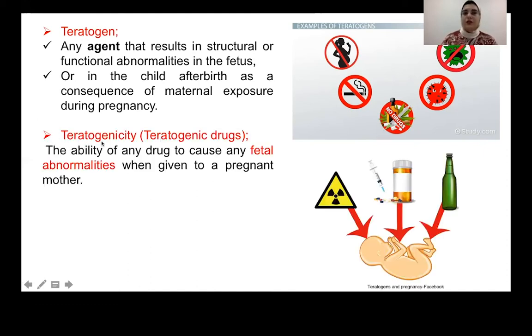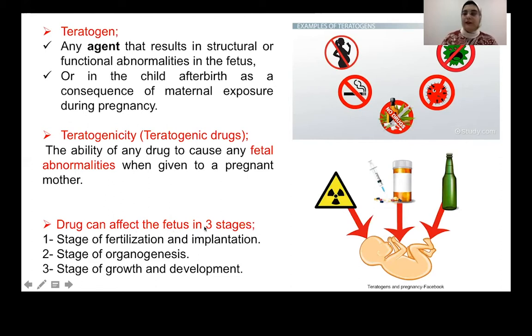What is teratogenicity? It is the ability of any drug to cause any fetal abnormalities when given to a pregnant mother. This is the effect of the drug. We say it's the teratogenicity.